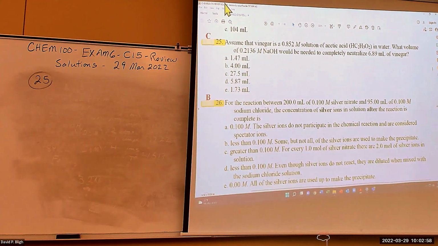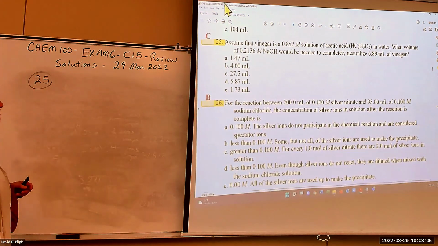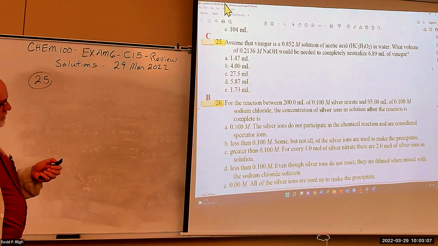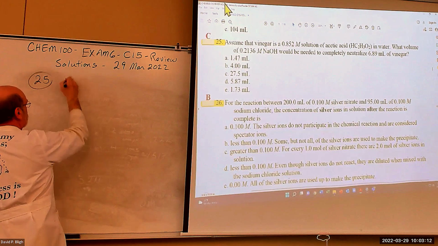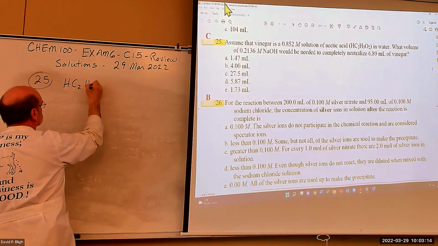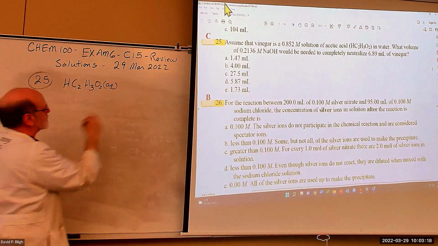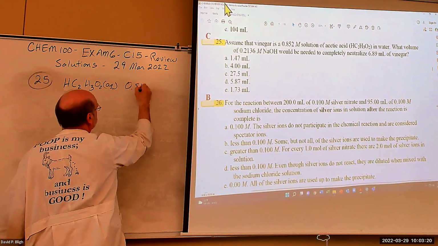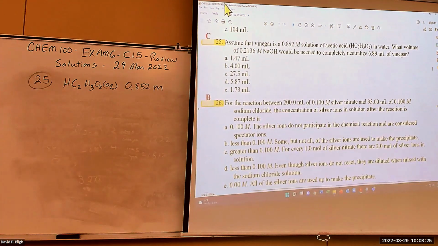Assume that vinegar is a 0.852 molar solution. So we've got vinegar. Oh, and they give you the formula. That's nice. Acetic acid is the formula. So it says HC2H3O2 aqueous is 0.852 molar. What volume of 0.2136 molar sodium hydroxide?